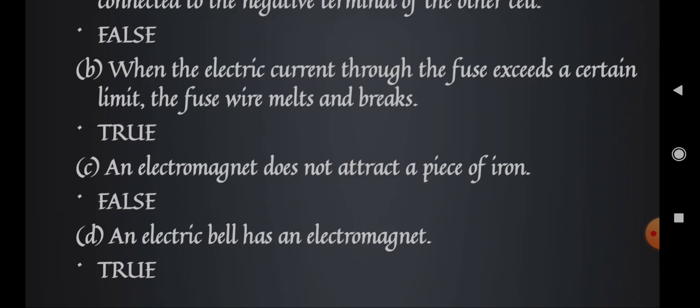Next is: an electric bell has an electromagnet. So definitely in the last video we understood the application of the electromagnet, that is the electric bell. In an electric bell we first mentioned the material, that is a U-shaped horseshoe-shaped electromagnet. Okay, so if the electromagnet is not in it, then the mechanical electric bell will not work properly. So the answer is true.